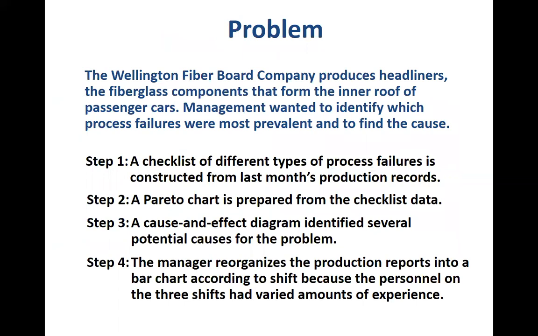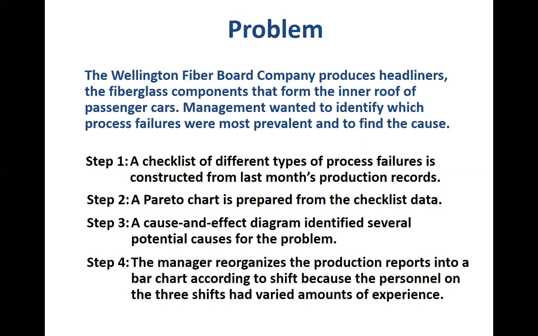So this is a company, Wellington Fiberboard Company, which produces headliners, the fiberglass component that forms the inner roof of passenger cars. The management wanted to identify which process failures were most prevalent and to find the cause. So what they did was, first step, they created a checklist of different types of process failures for the last month's production records. Second step, they put that into a Pareto chart, basically in a descending order in terms of how all these different process failures turned out.